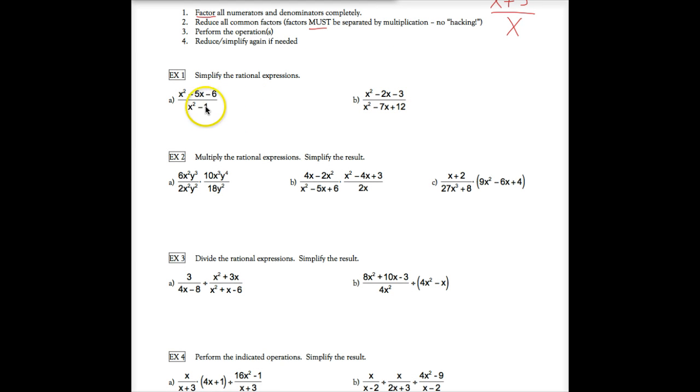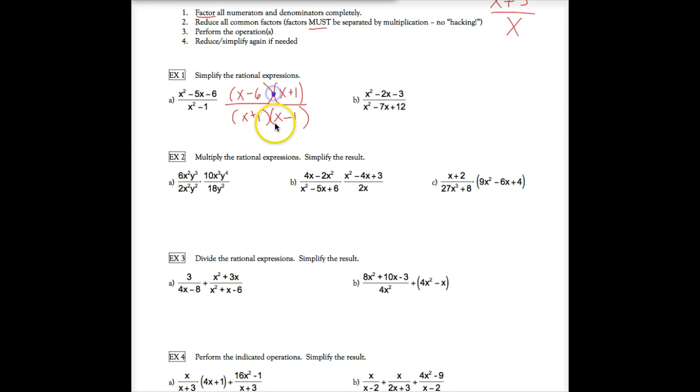So first step is to factor numerators and denominators. I look at the top, and I see there's no number in front of the x squared, so this is factors that add. I'm looking for what multiplies to -6 and adds to -5, which should be -6 and +1, so that factors into x minus 6 times x plus 1. The denominator here is a difference of squares. They both have perfect square roots, and there's a minus sign, so this factors into x plus 1 times x minus 1. Now again, when we go to reduce the common factors, it's only factors that are separated by multiplication.